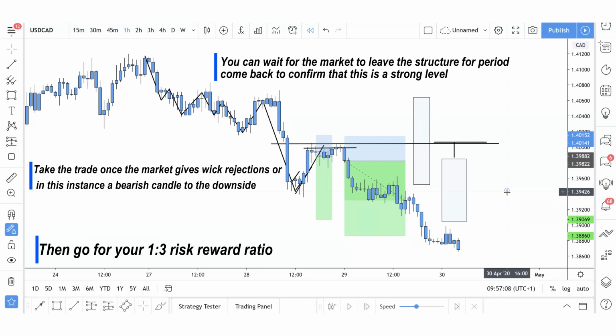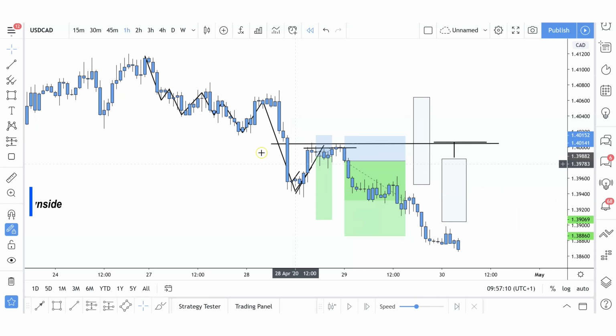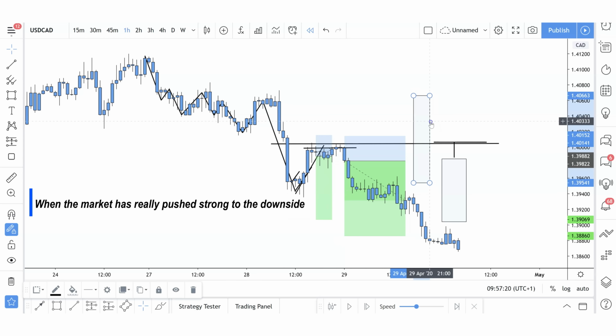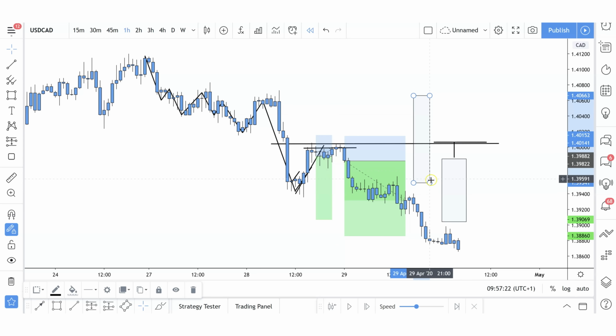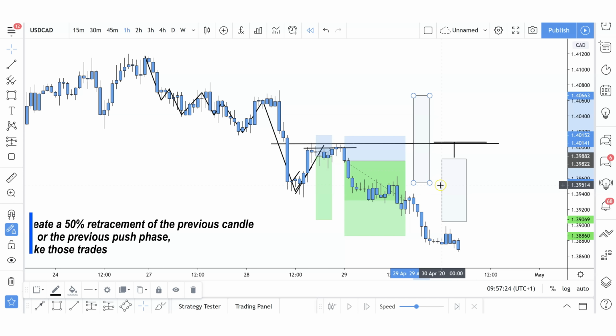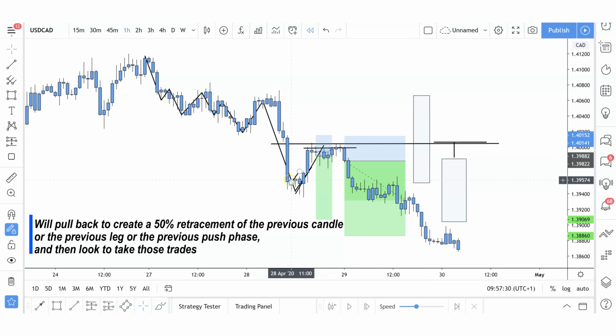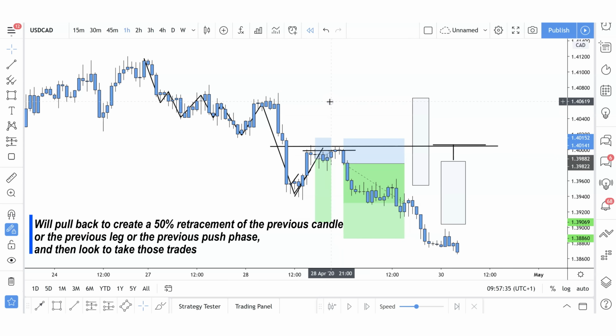Very powerful pattern again, and this pattern you must identify when the market has really pushed strong to the downside, looks really extended. What we have to remember is that's just a very strong high time frame candle that will require, when the new candle opens, or more often than not when the new candle opens, will pull back to create a 50% retracement of the previous candle or the previous leg or the previous push phase, and then look to take those trades.